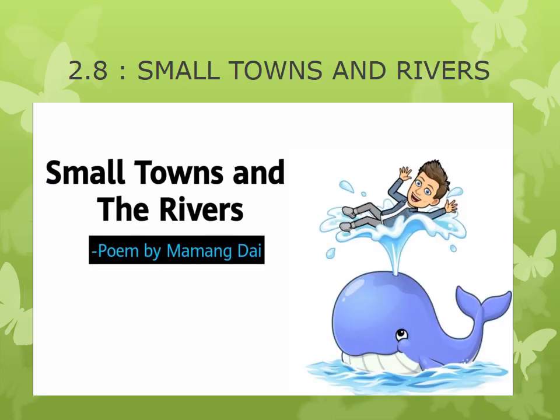Our next and the last poem, Small Towns and Rivers, written by Memang Dai, is a poem which describes a landscape and nature where river is a dominant phenomena. The poet makes us aware of the lively nature around her hometown Pasighat in northeast India.